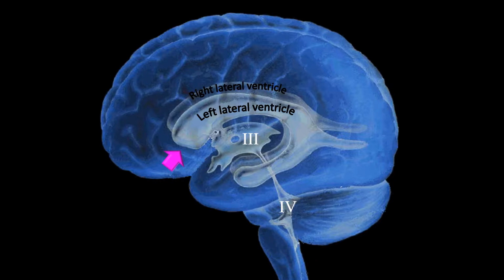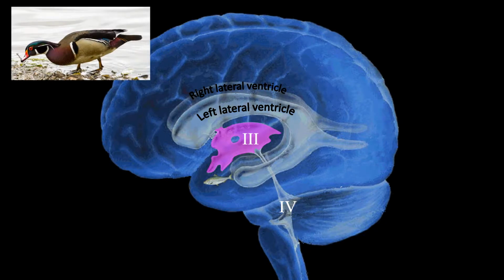Between the lateral ventricles and the third ventricle, we find the foramina of Monro. The third ventricle's shape has been compared with a duck eating a fish.